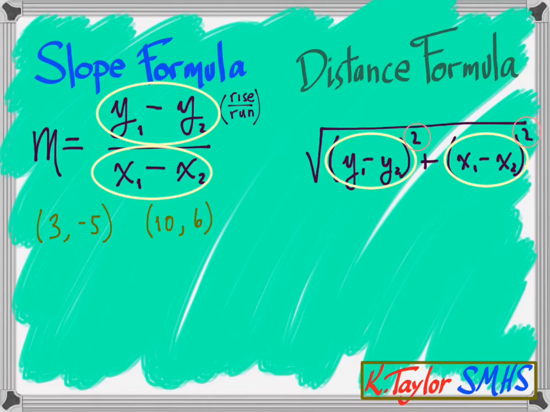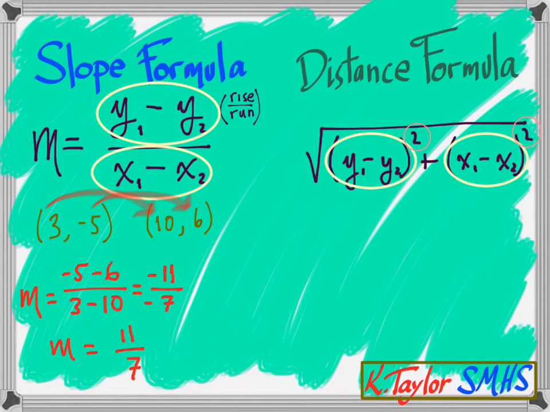Let's say we have a couple of points, (3, -5) and (10, 6), and I'm going to use them in the slope formula first. So I'm going to take y minus y over x minus x, and notice that I went in the same direction for both the top and the bottom of that fraction. That's very important. Okay, and what does that give me? Well, it gives me -11 over -7, so a nice rhyming fraction, 11 over 7. That's my slope between those 2 points.